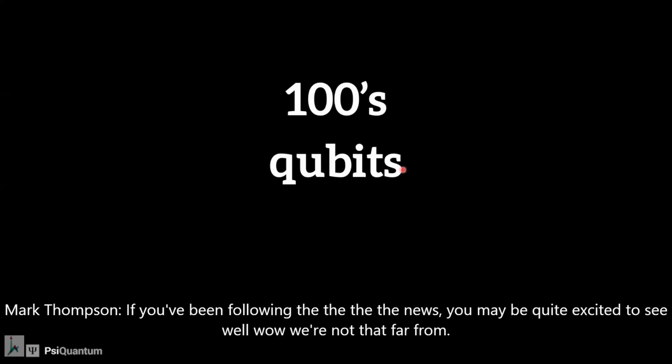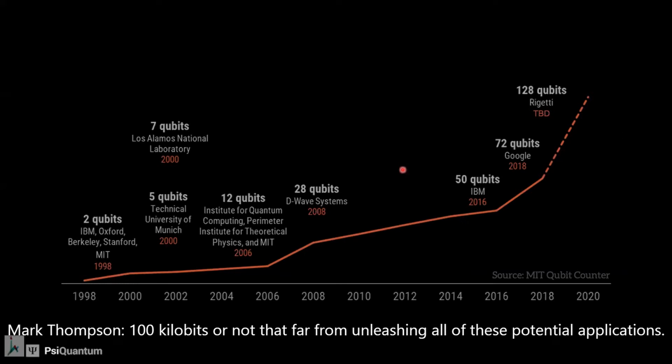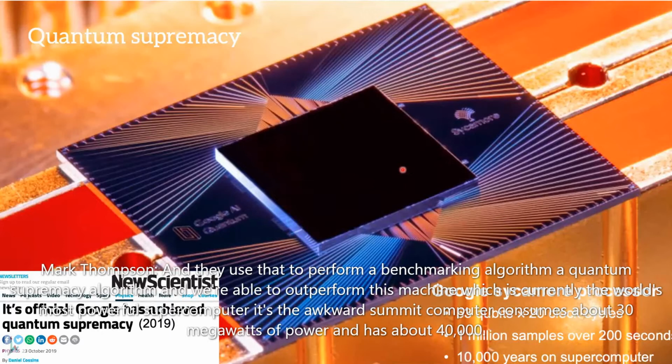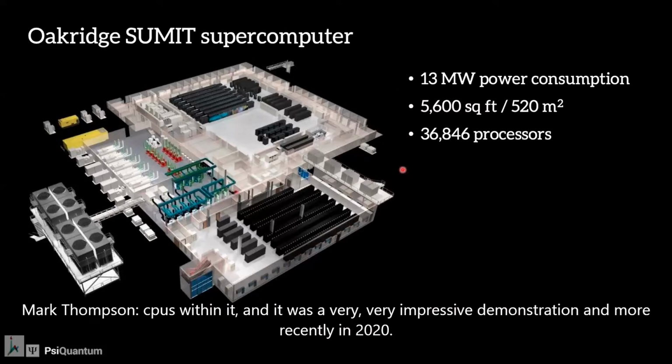And so if you've been following the news, you may be quite excited to see, well, wow, we're not that far from 100 qubits, so we're really not that far from unleashing all of these potential applications. And in fact, you'll have seen in 2019, Google released their quantum supremacy chip, which is a 53 qubit superconducting processor. And they used that to perform a benchmarking algorithm, a quantum supremacy algorithm, and were able to outperform this machine, which is currently the world's most powerful supercomputer. It's the Oak Ridge Summit computer. It consumes about 13 megawatts of power and has about 40,000 CPUs within it. And that was a very, very impressive demonstration.